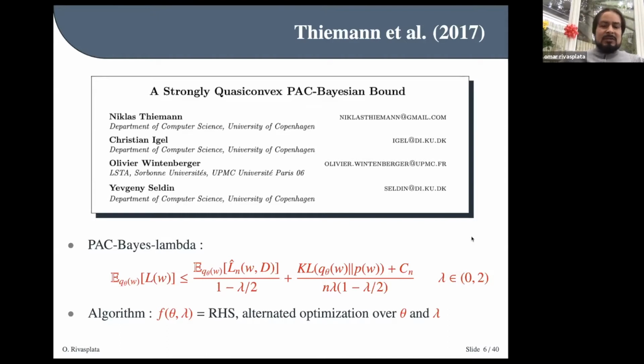I guess I already mentioned it. There is an extra parameter that can be optimized, besides the parameter that defines the approximating distributions, and then they play this alternating optimization, one step updating one parameter, one step updating the other parameter, and so on.